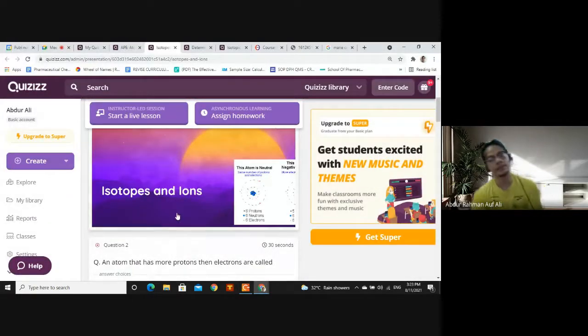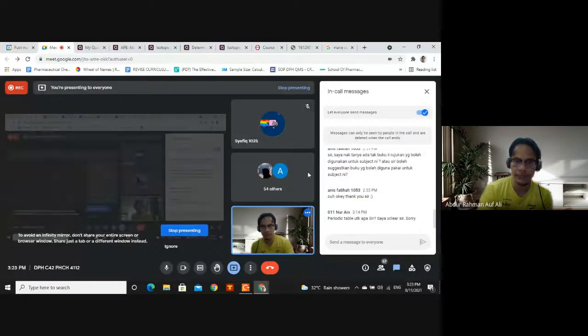So the thing yang saya nak kamu faham from isotope and ions ni adalah ions are atoms with positive ataupun negative charge. Isotope pula adalah atom yang mempunyai nombor bilangan neutron yang berbeza. Okay, that's the gist of this topic, isotope and ions. Any questions so far? Because saya je duk cakap ni.